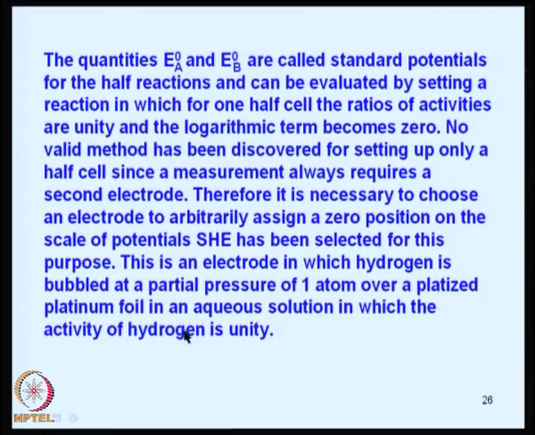So, what is the standard hydrogen electrode? It is an electrode in which a platinum wire is dipped in a solution containing hydrogen ions, and hydrogen is being bubbled through the solution at a partial pressure of 1 atmosphere over a platinized platinum foil in an aqueous solution in which the activity of hydrogen ions is unity.